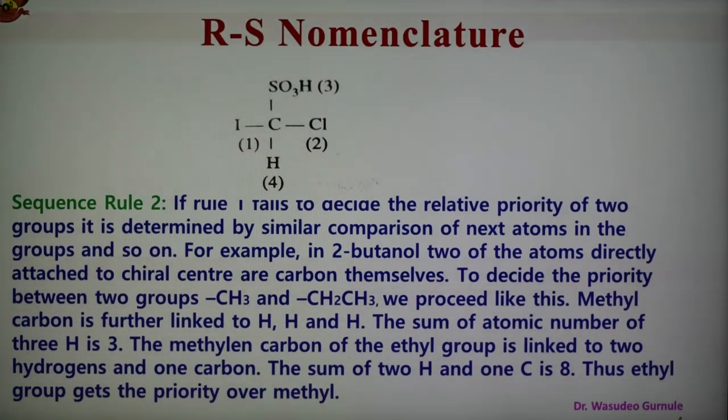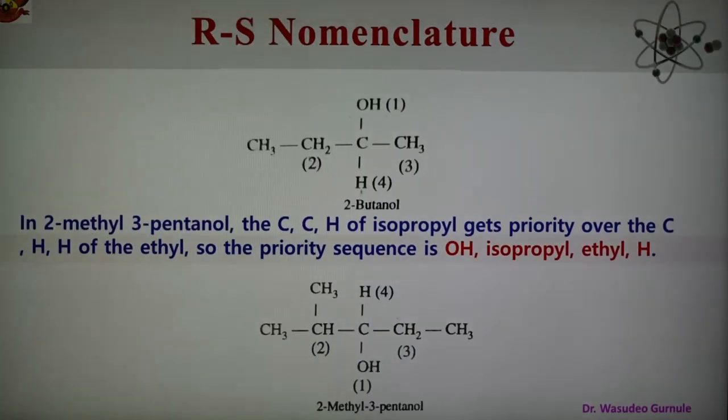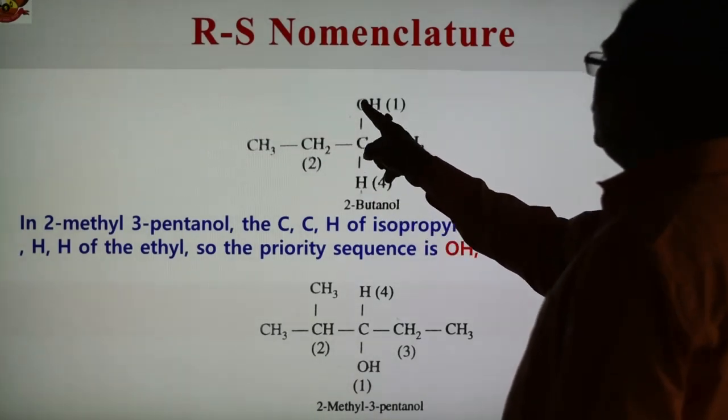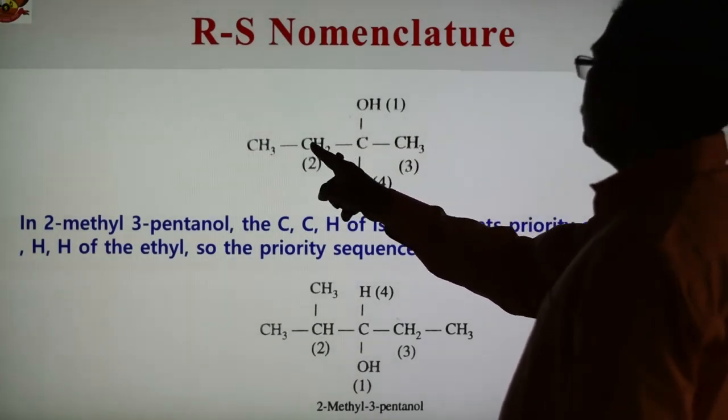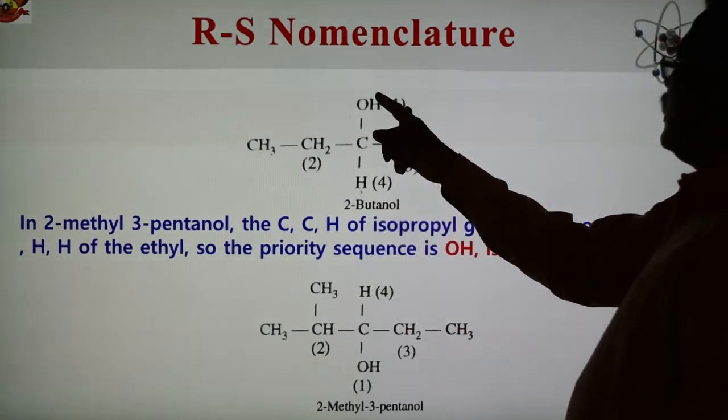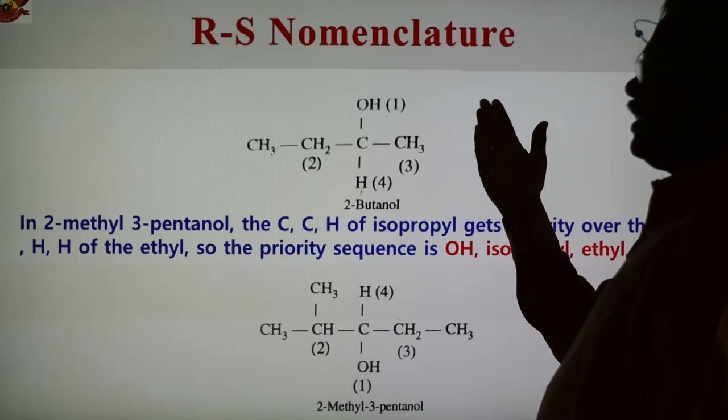So the priority order in this 2-butanol is OH first, then C2H5, then CH3 and then H. The structure of 2-butanol is shown here. तो ये देखो इसमें एक असिमेट्रिक कार्बन, एक ऑक्सीजन अटैच है, कार्बन इसमें भी है कार्बन, और ये हाइड्रोजन. हाइड्रोजन का तो लोवेस्ट है 4 and oxygen's atomic number is 8, so 1.